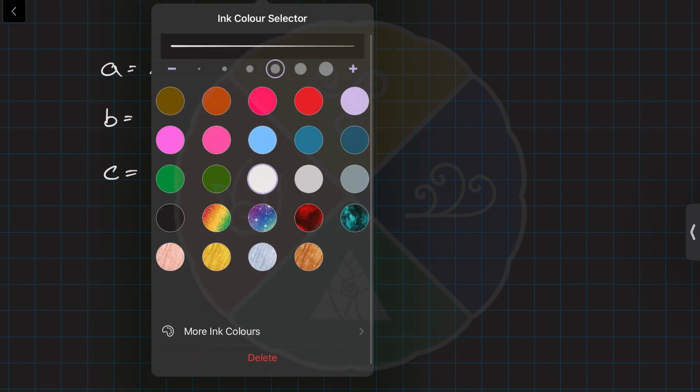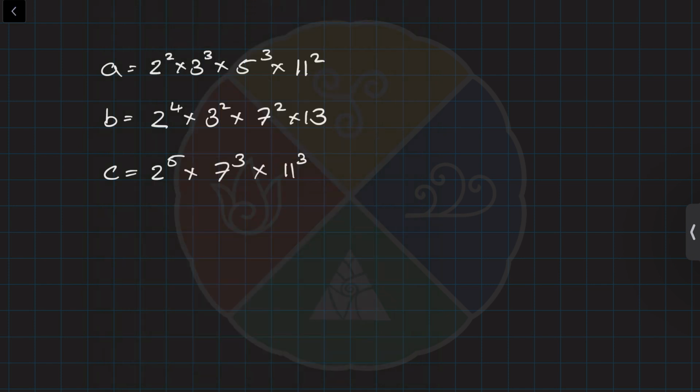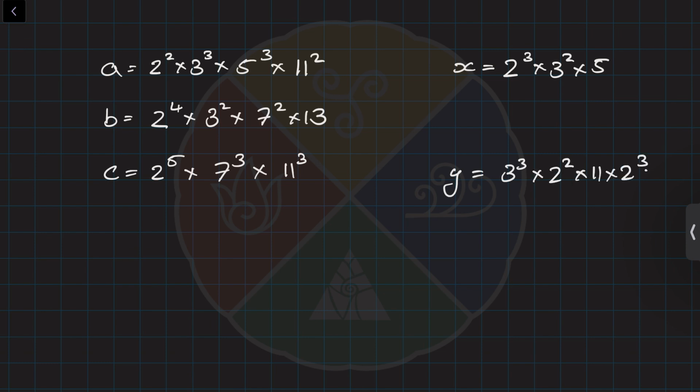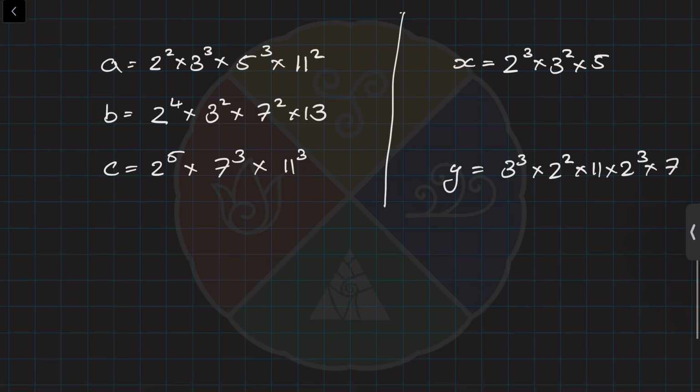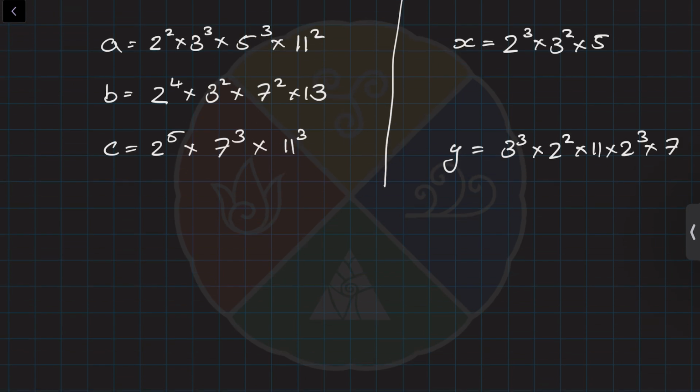And one more problem, that will be to find the number of factors. Let's take the number x. The number x is 2 cube into 3 square into 5. And one more number y, which is 3 cube into 2 square into 11 into 2 cube into 7. I want you guys to find the number of factors for the ones written on the right, and HCF and LCM for the numbers on the left. Okay, you can pause the video and try to find the answer. I'll give you the answer right now itself. If you need more time, please feel free to pause.